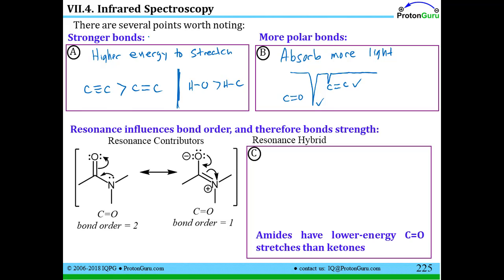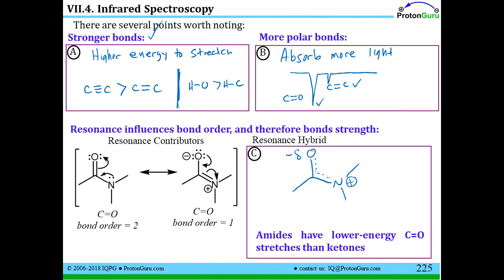So knowing that stronger bonds require more energy to stretch them, we do need to pay attention to things like resonance influences, because resonance influences the bond order and therefore the bond strengths. Consider an amide, for example. This is a very good example of two resonance contributors to the structure, so that if we go ahead and draw a resonance hybrid structure for the amide, we would have to have some double bond character between the O and the carbon and the nitrogen. And we'd have some negative character there and some positive character there.